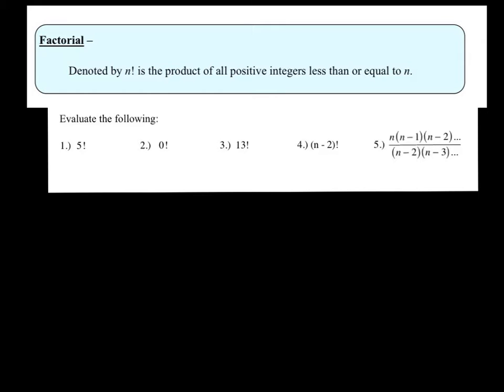A factorial is denoted by n exclamation point. So we wouldn't say n exclamation point, we would say n factorial. And it's the product of all the positive integers less than or equal to n.